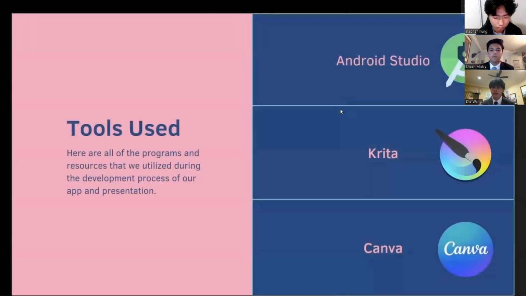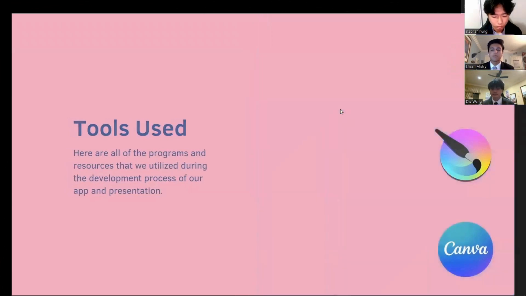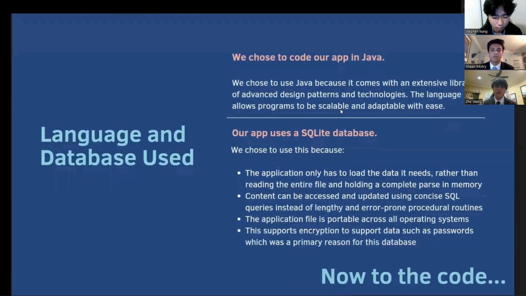We use three tools: Android Studio, Krita, and Canva to create our project. The language we use is Java, and we use SQLite to code because it encrypts our data.